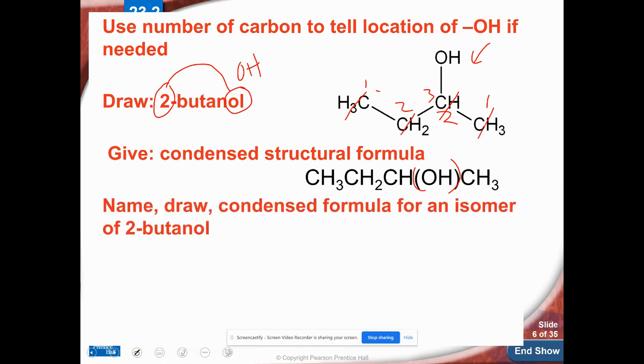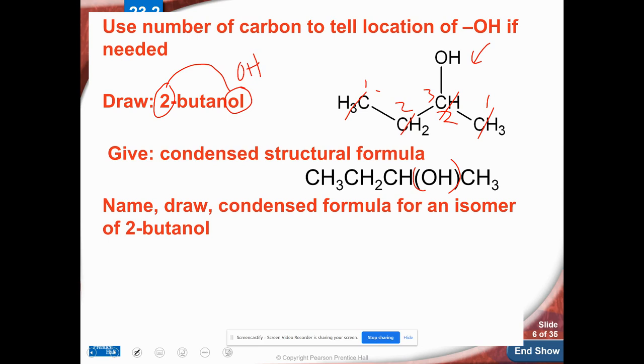So, draw the condensed formula for an isomer of 2-butanol. Remember, an isomer has the same number of every single element, the same molecular formula, but a different structure. So I think what I'm going to do in this case is move the location of that OH. I'm going to go from carbon number 2 and put it on carbon number 1.